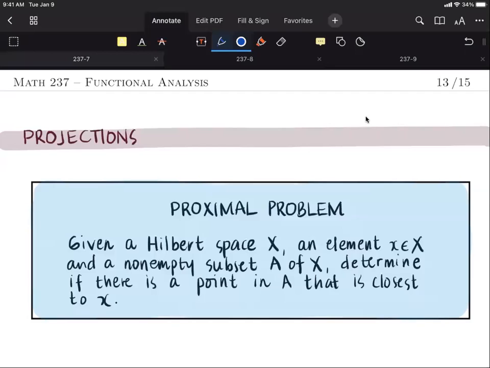Hello and welcome again to another series of lectures in functional analysis. So to start, we will discuss the so-called projections.